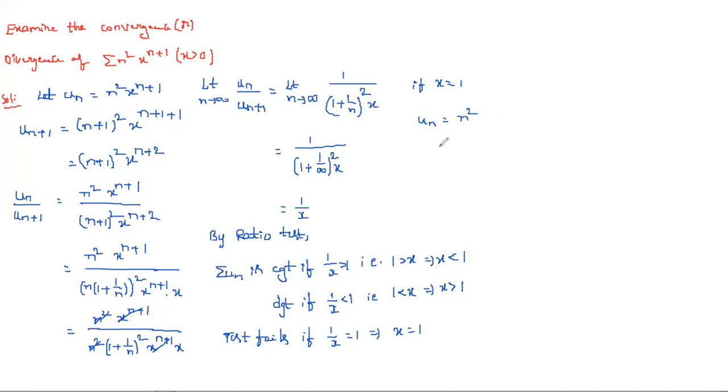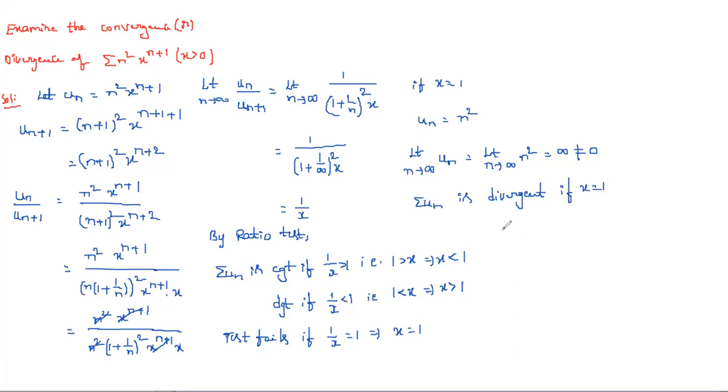Now, is it necessary to choose comparison? All those things are not required. We can simply apply limit n tends to infinity un, which is equal to limit n tends to infinity n square. If you substitute n as infinity, it is not equal to 0. So summation un is divergent if x is equal to 1.